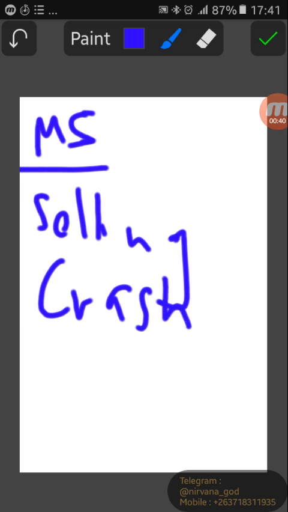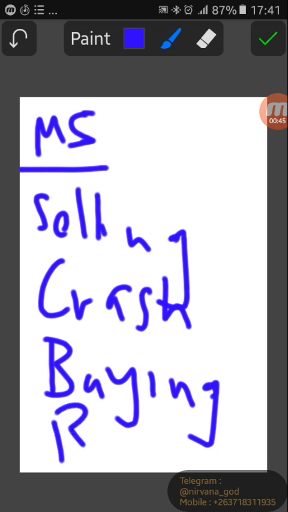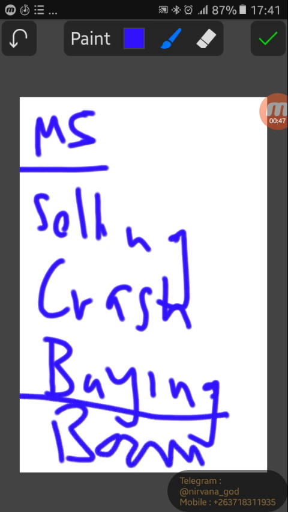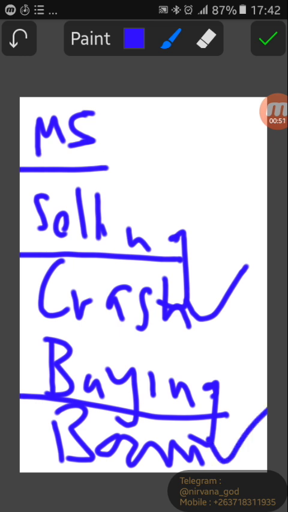crash and you are buying boom only. Please notice this. You are selling crash and you are buying boom. You don't buy crash and you don't sell boom. So it's only for the 5-minute time frame, not 1 minute. Please listen carefully. You're only using it for the 5-minute time frame, not the M15, not the M30, H1. I said 5 minutes only. That means your focus is only on the 5-minute time frame.